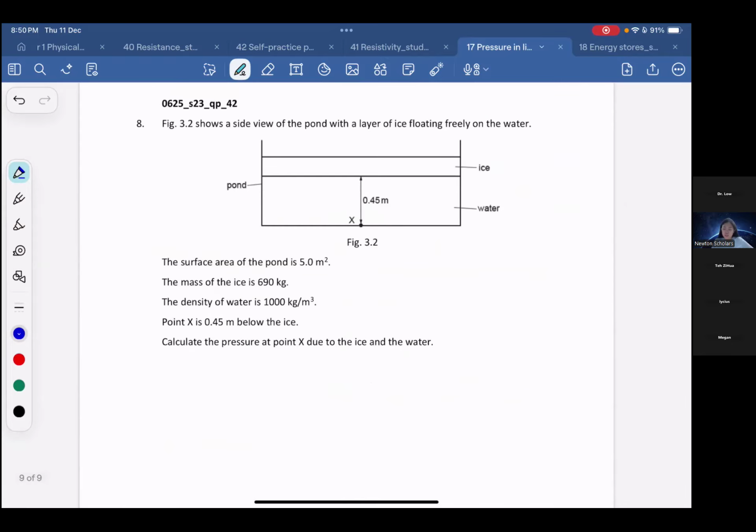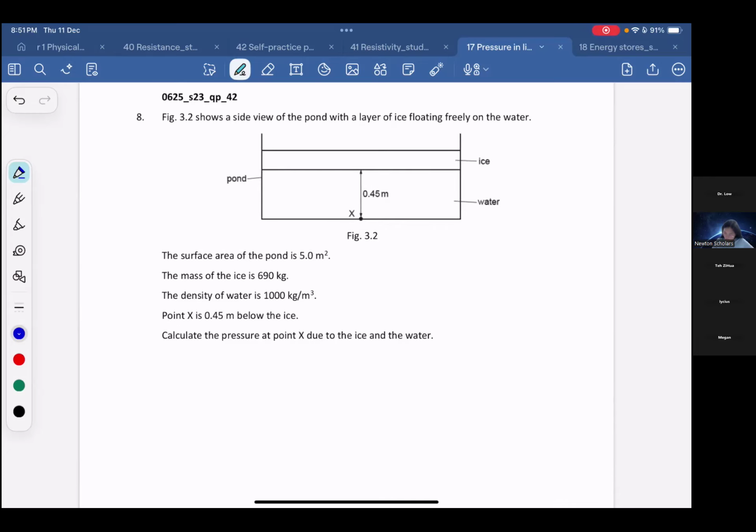Okay, this question is a 2023 question. It's a new syllabus question. Figure 3.2 shows the side view. We look from the side, with a layer of ice floating freely on the water. The surface area is A. The mass of the ice is m. The density of water is rho, and point X is 0.45 below the ice. So this is our depth.